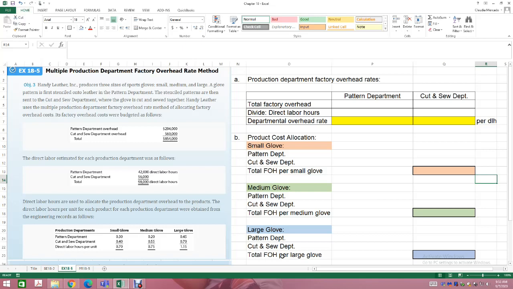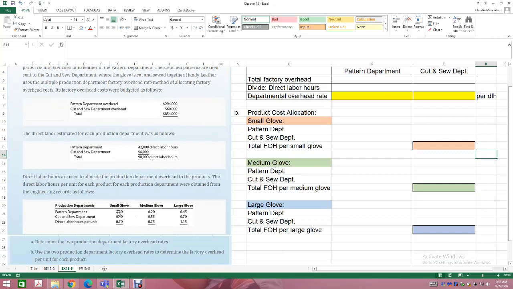Direct labor hours are used to allocate the production department overhead to the products. The direct labor hours per unit for each product for each production department were obtained from the engineering records as follows. Okay, and then down here they give you how many hours. This is 0.30 hours, 0.40 hours, 0.70 hours. How many hours or fractions of an hour do we spend to manufacture a small glove, a medium glove, or a large glove in each of the departments, whether it be the pattern department or the cut and sew department?